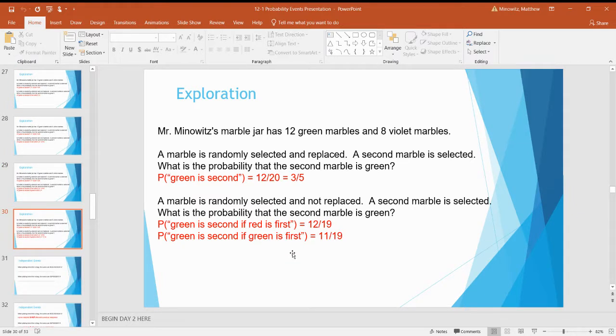So this second example is going to be considered a dependent probability, where the second pick depends on what we already took out of the bag, because the probability has changed. The experiment's changed. Down here, the first pick was out of 20 marbles, and then the second pick was out of 19 marbles. If we replace it, we're going back to independent trials where the second one is not affected by the first pick.